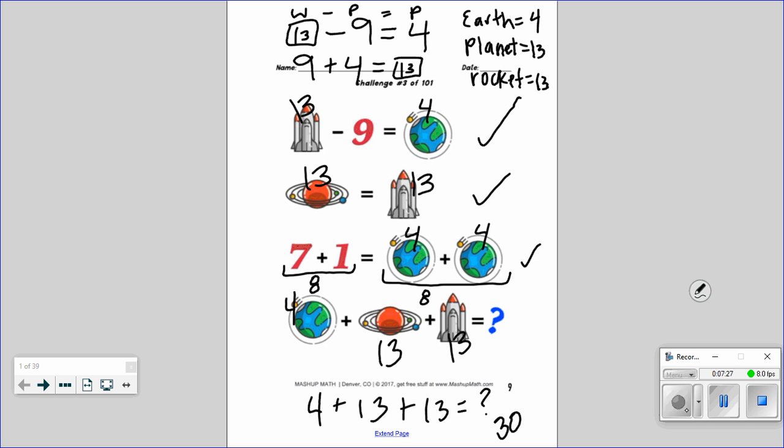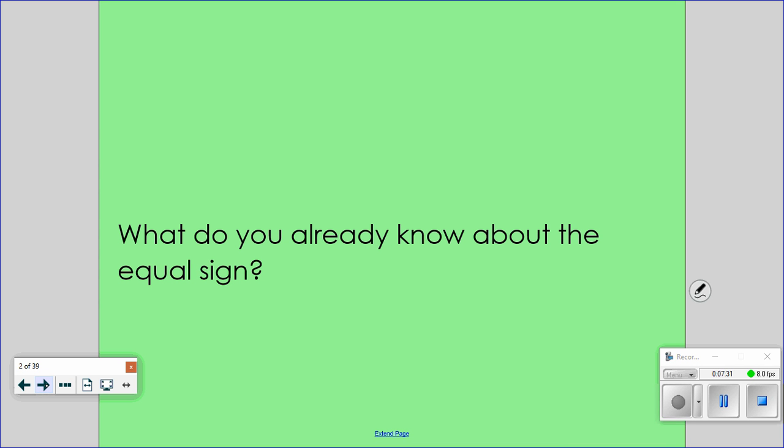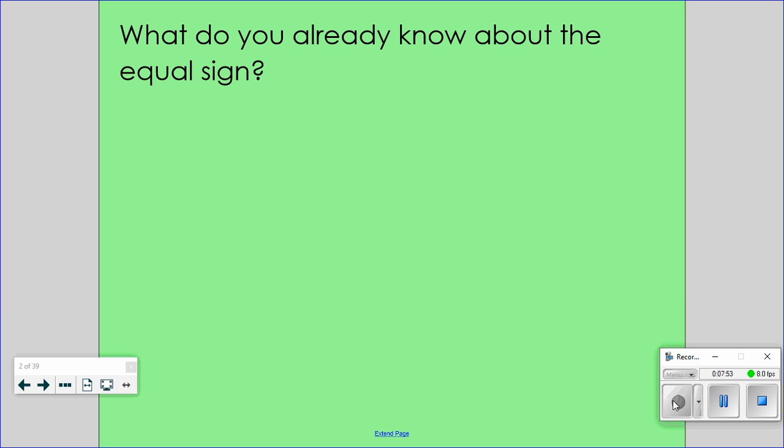All right, we are going to be spending some time talking about equality. So go ahead and turn to the next blank page, please. Here's your title. It says, what do you already know about the equal sign? That is the title on your next blank page. What do you already know about the equal sign? What are some things that we know about that equal sign? Ashlyn?